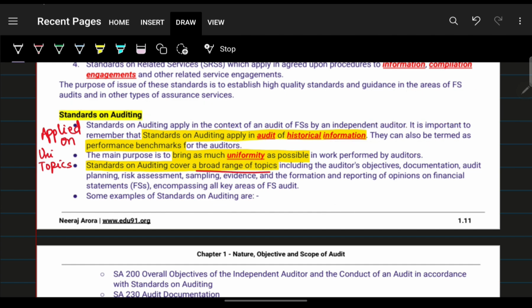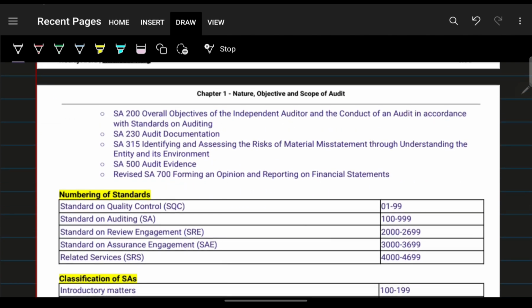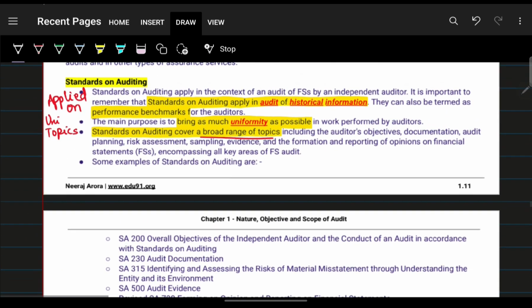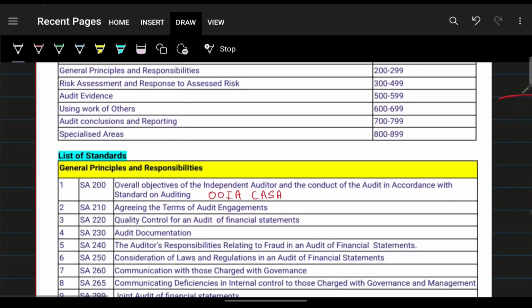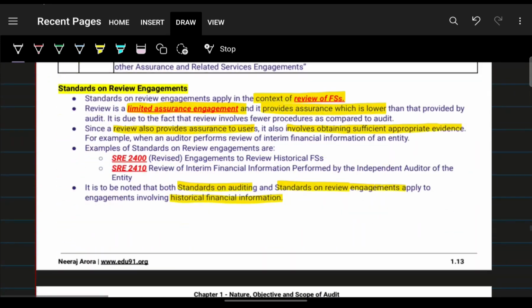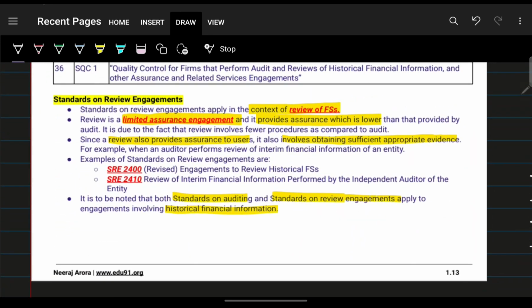Next, this is only based on the standards on auditing. Those were short notes on standards on auditing. Next we'll come to standards on review engagements. Standards on review engagements apply in the context of review of financial statements and review engagements.